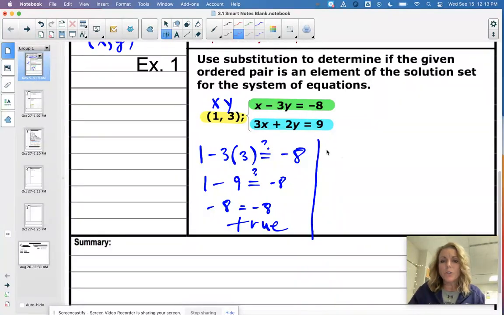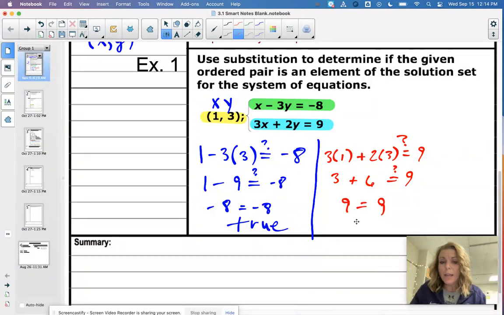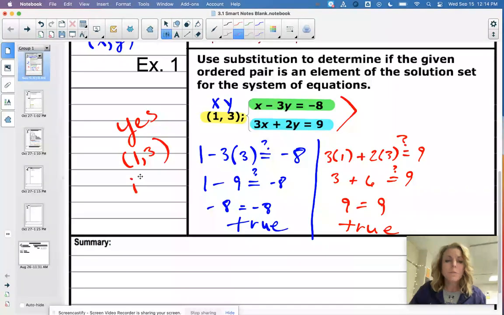Now, let's try the other equation. So let's plug in 1 for x, and let's plug in 3 for y. Does that equal 9? Well, 3 plus 6. Oh, yep. 6 plus 3 is 9. That is another true statement, which then means it's asking, is that ordered pair 1, 3 a solution to this system of equations? And the answer is yes. 1, 3 is a solution.